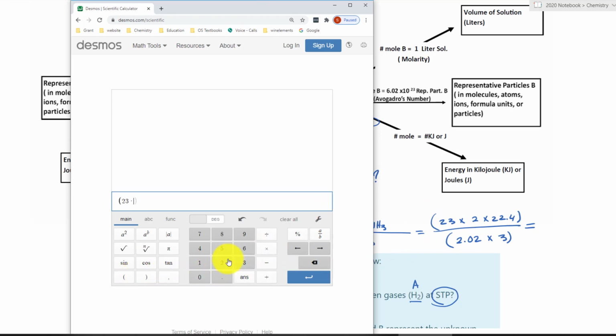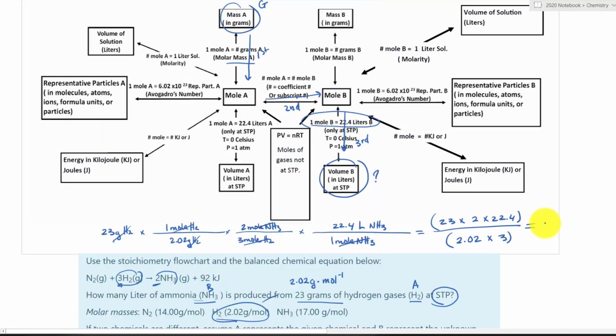23 times 2 times 22.4, close the parentheses, and then you are going to divide, and then you are going to open parentheses, okay? Parentheses is another way to group numbers together. So 2.02 multiplied by 3, close parentheses. And if you're using a regular calculator, just divide directly. But here we're using decimal. Now the answer is what? 170.03. So we have 170.03 liters of NH3. And that is our answer.